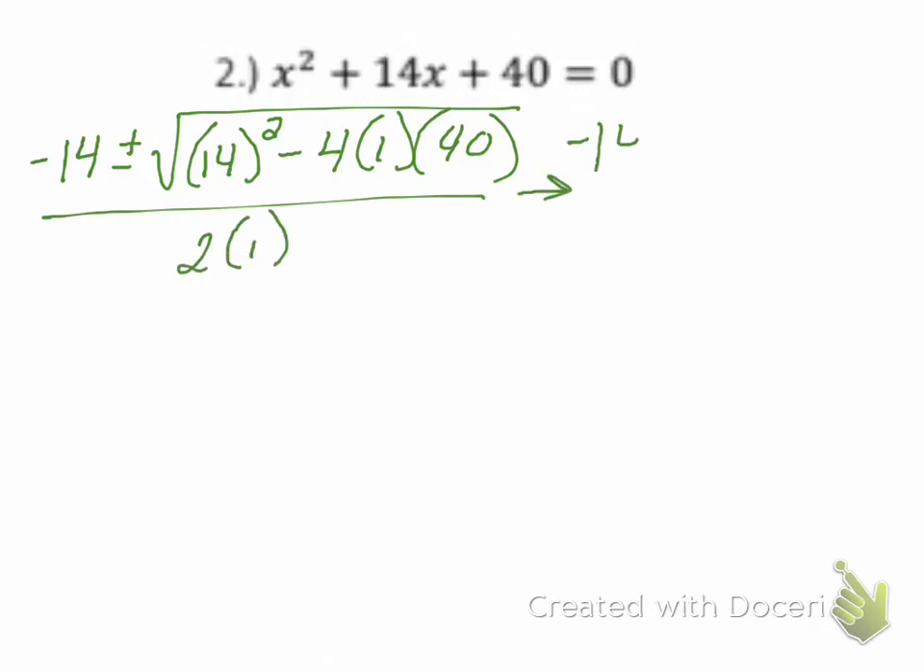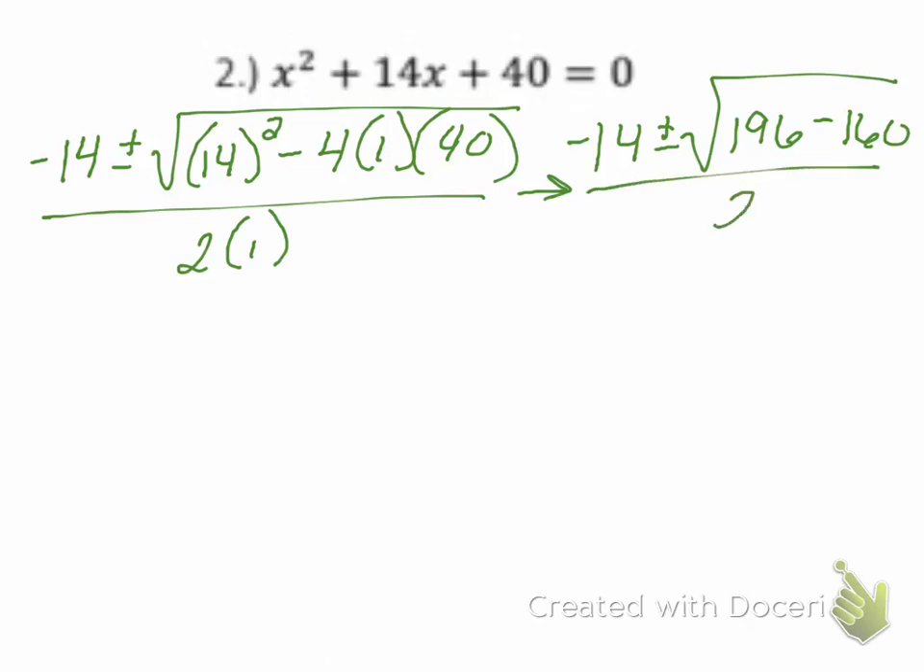So then I'll simplify this, so negative 14 plus or minus, well, I know that 14 squared is 196, and then 4 times 1 times 40 is 160, all divided by 2. Oops.